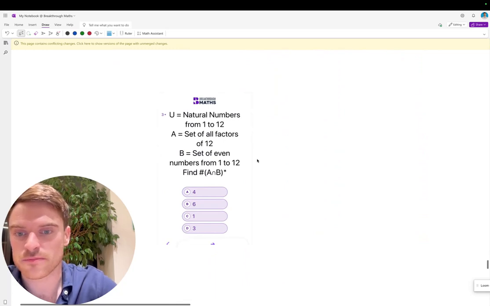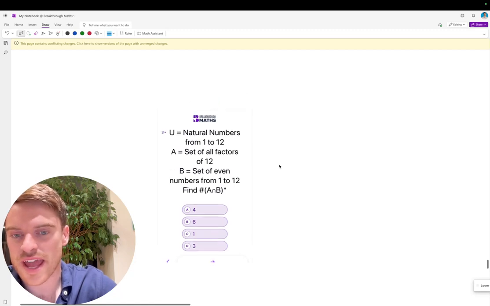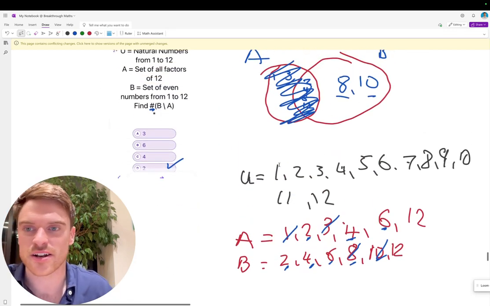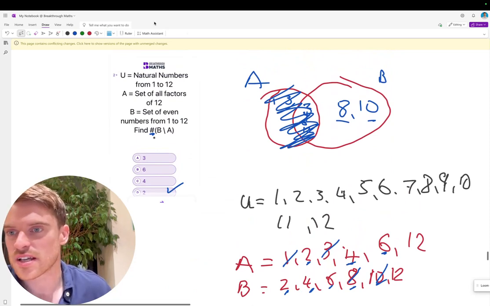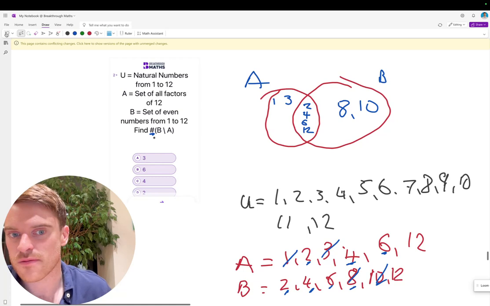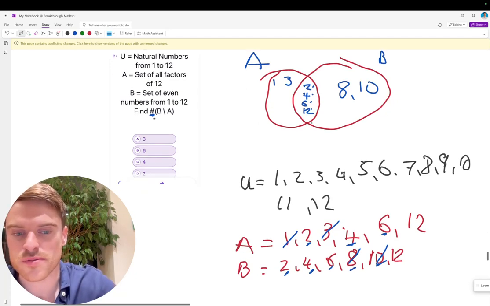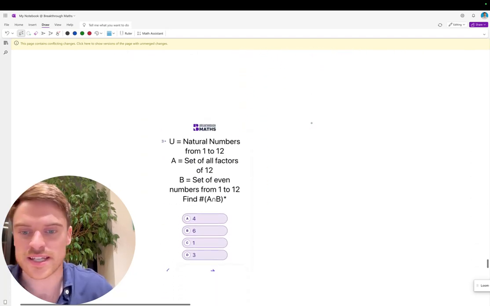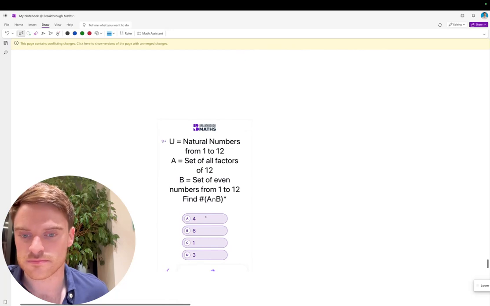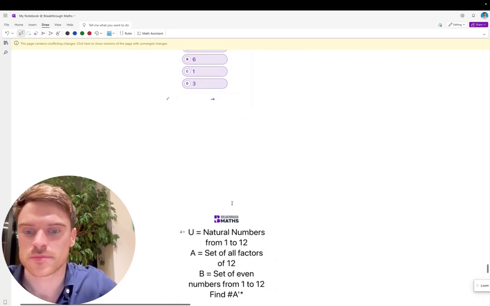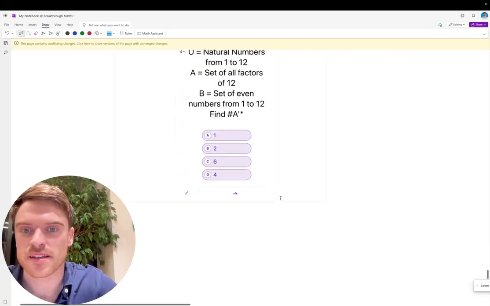We're still back here. Now we have to find the number of A intersection B. So go back to here. How many are in the middle? 1, 2, 3, 4. I counted 4 of them there. And 4 is in the answers. That's it. Keep moving.